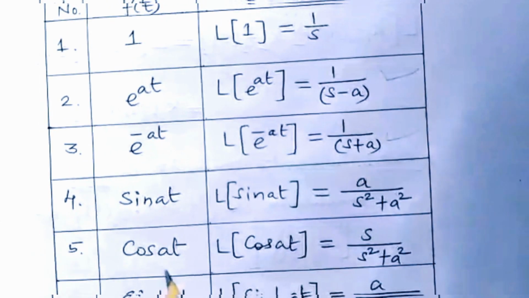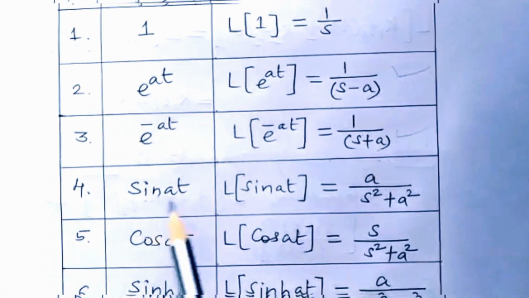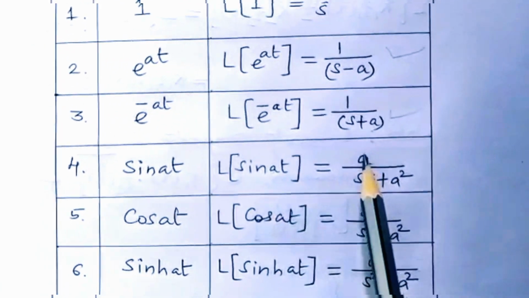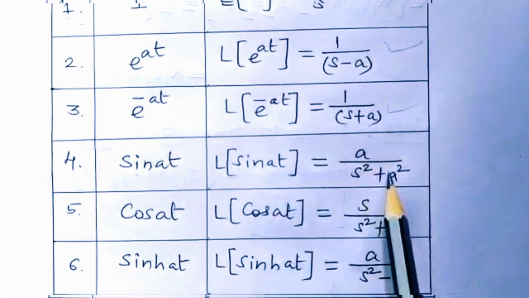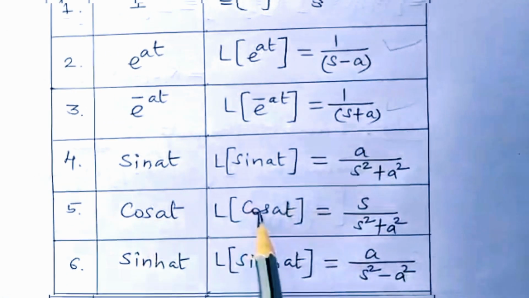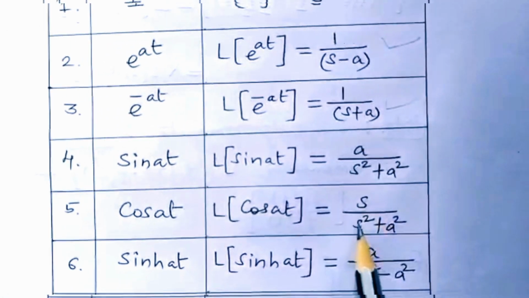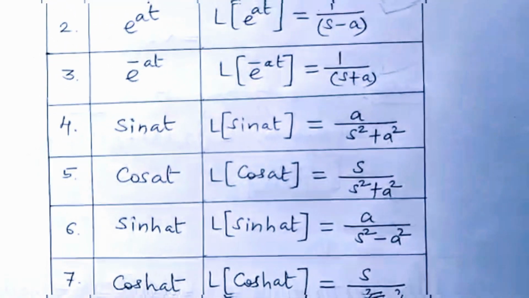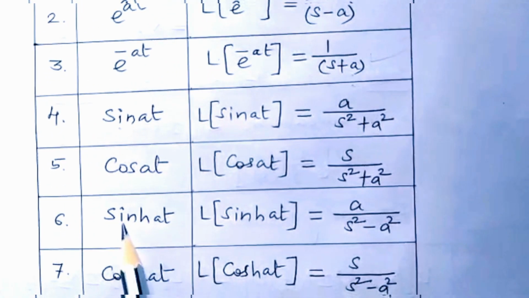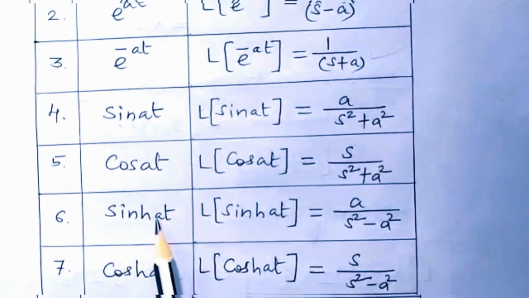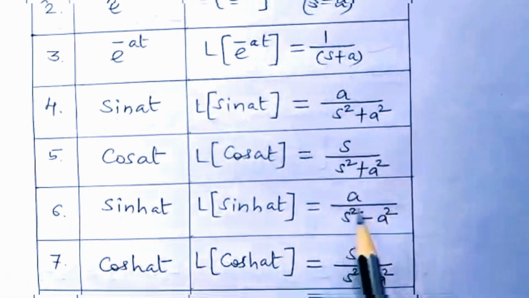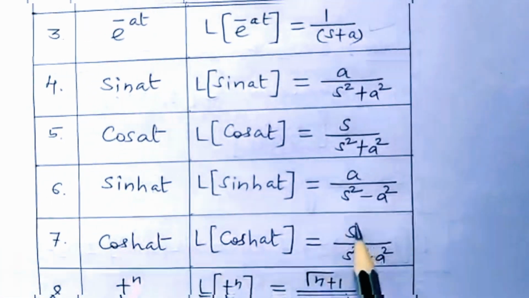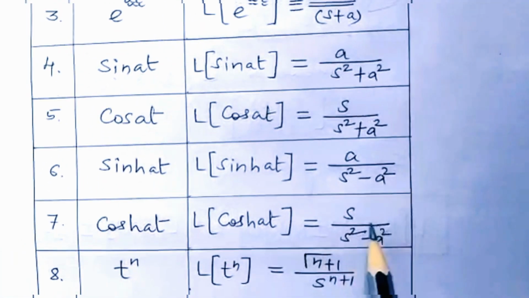Now, let me talk about sine at. The Laplace of sine at, where the coefficient of t is a, starts with a divided by s square plus a square, whereas Laplace of cos at is s divided by s square plus a square. So we are done with the trigonometric functions. Then apart from trigonometric functions, we have sine hyperbolic of at, that is a divided by s square minus a square. Similarly, cos h of at is s divided by s square minus a square.